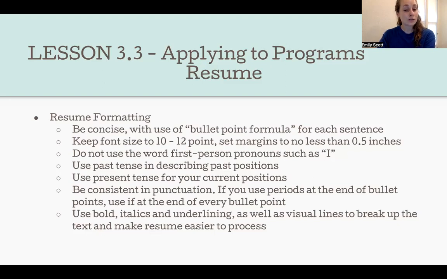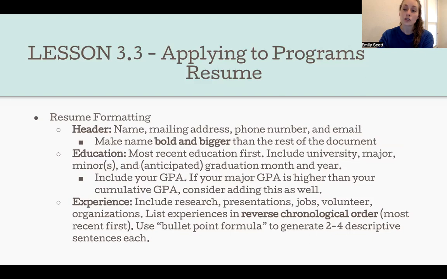Do not use first person language, pronouns such as I, me. Use past tense if describing past positions. Use present tense in describing your current positions. Be consistent with your punctuation. If you use periods at the end of a bullet point, use them at the end of every bullet point. You'll see on the slide, I do not use any periods at all. Use bold, italics, and underline, as well as visual lines to help break up the text and make your resume easier to process.